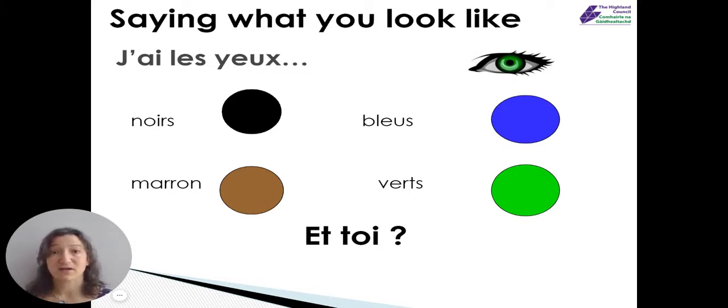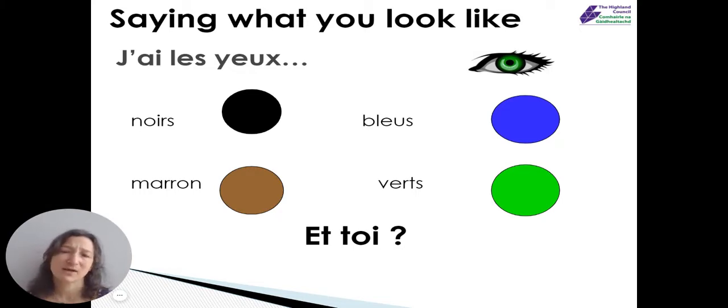Okay, so let's have a look at the colours. Noir, noir. Noir sounds like an NW. Bleu. I always think of a witch. Bleu, bleu, bleu, jelly in my mouth. Vert. It's green outside. It's lush and green, and the bumblebees are buzzing. Vert, vert. And marron, marron, marron.